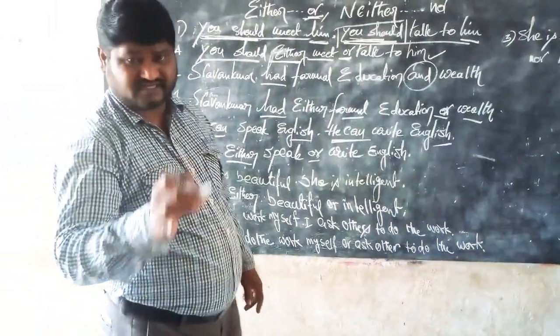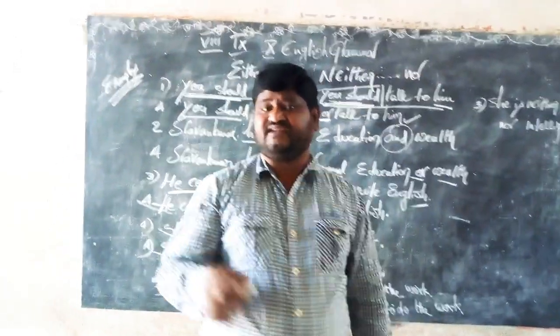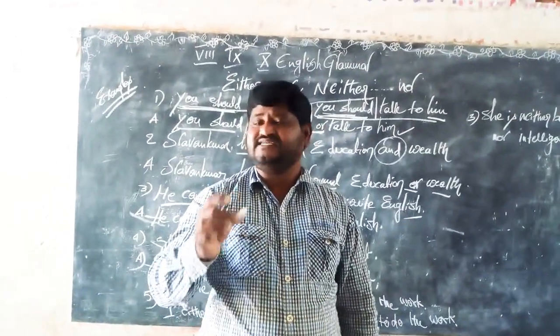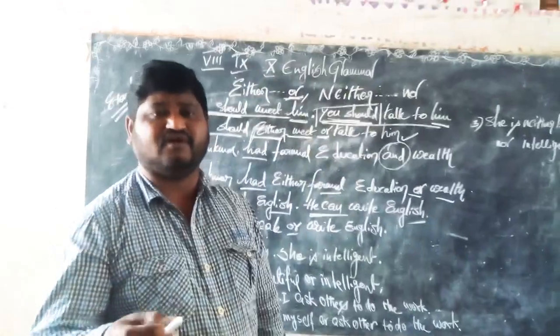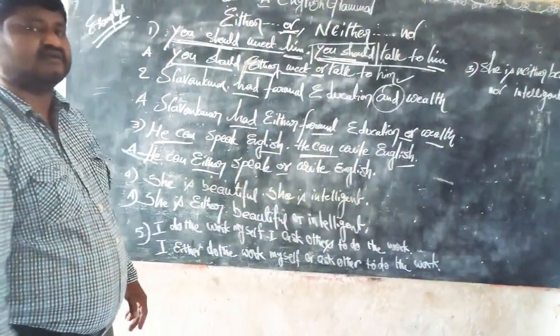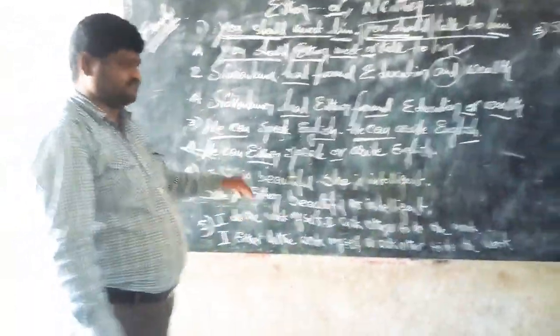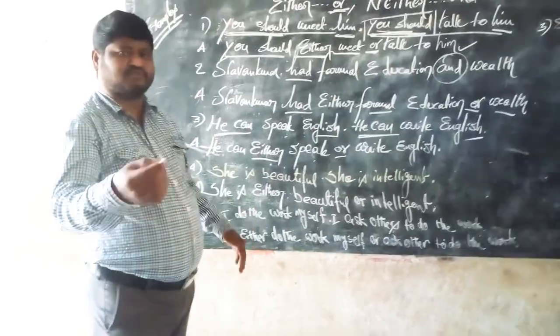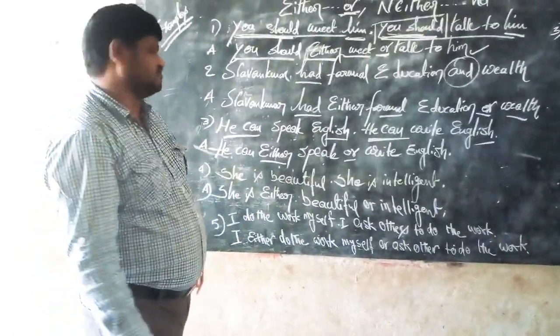Very easy to understand. Either or, and neither nor. Either or is for the positive statement. The positive sentence gives either or. Neither nor is for the negative sentence. After finishing these sentences, I am going to give explanation for neither nor also.